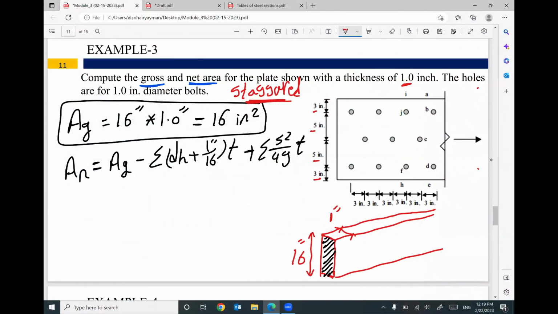Okay, let's start. First of all, your d hole. Your d hole equals d bolt plus 1/16. The diameter of the bolt is given. No, wait. The holes are for a 1-inch diameter bolt. So please don't be confused. These holes are made for bolts with 1-inch diameter. So 1 inch is the diameter of the bolt. I need to add 1/16 inch. So the diameter of the hole is 17/16 inch.